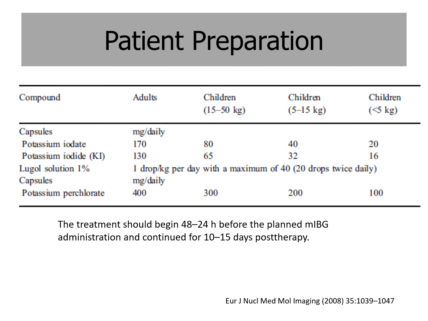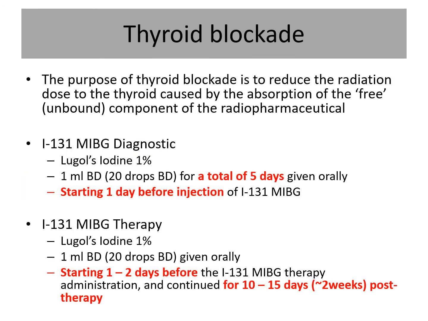So there is the list of those pharmaceuticals that can be used to block the thyroid of the patients before we give the MIBG. So the purpose of thyroid blockade is to reduce the radiation dose to the thyroid, which is caused by the absorption of the free or unbound component of the radiopharmaceutical.